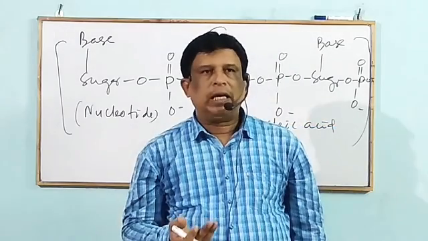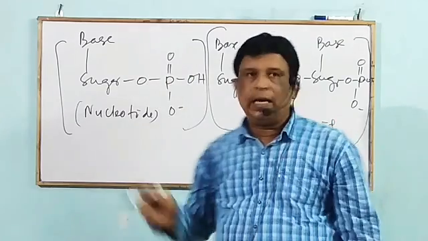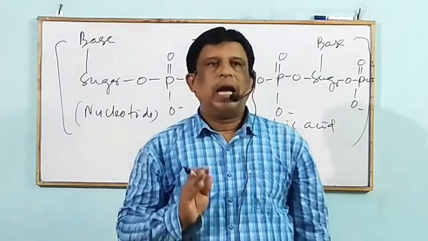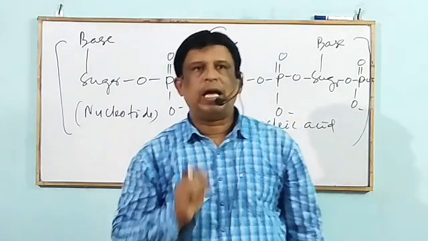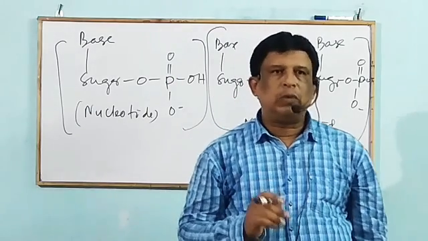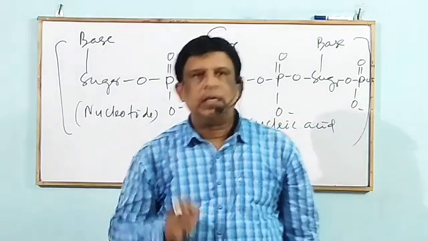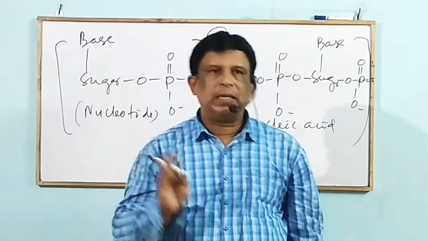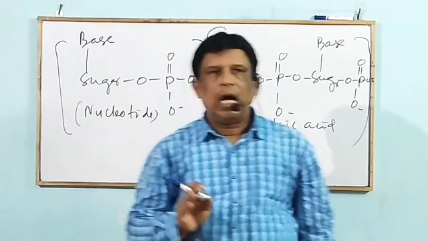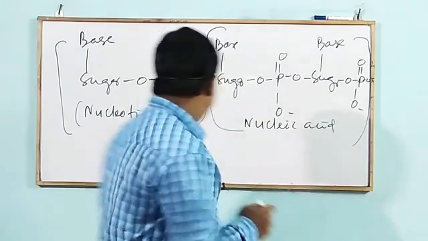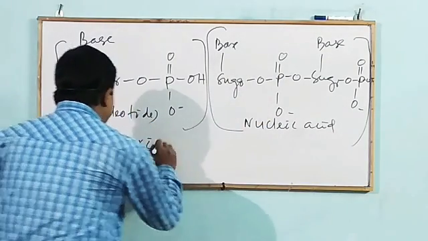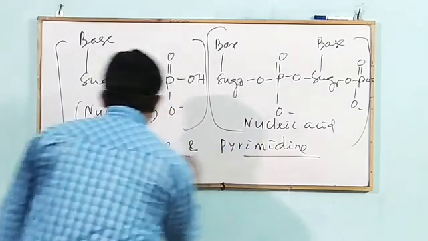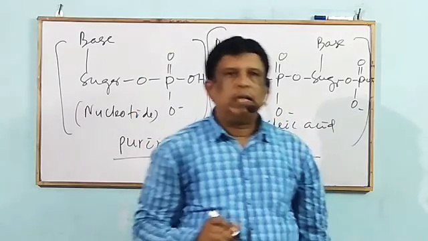Two types of sugar are present in nucleic acid, depending upon DNA and RNA. One is beta D ribose and one is beta D 2-deoxyribose. The bases present in nucleic acid are purine and pyrimidine. One is purine and one is pyrimidine.